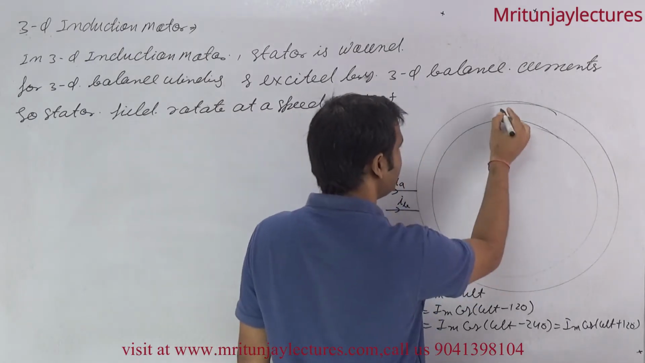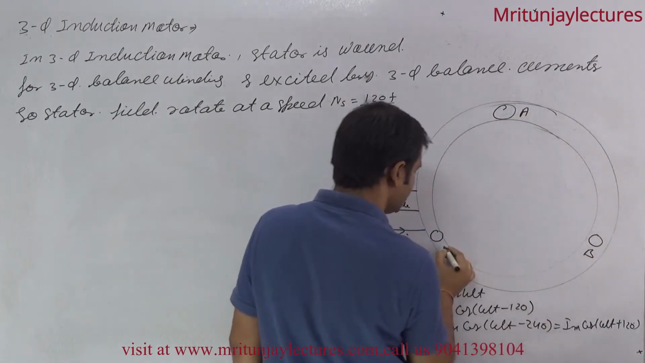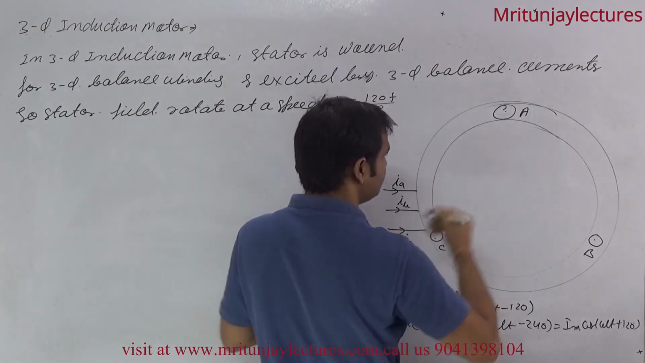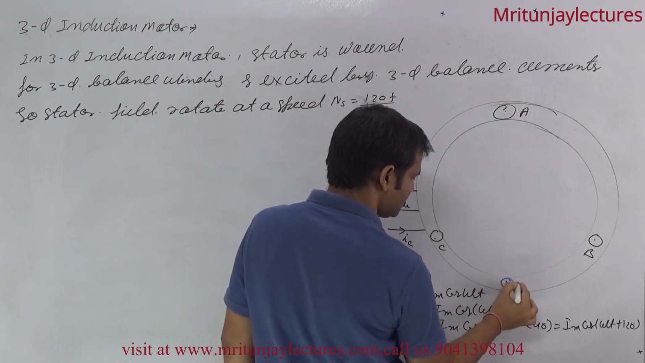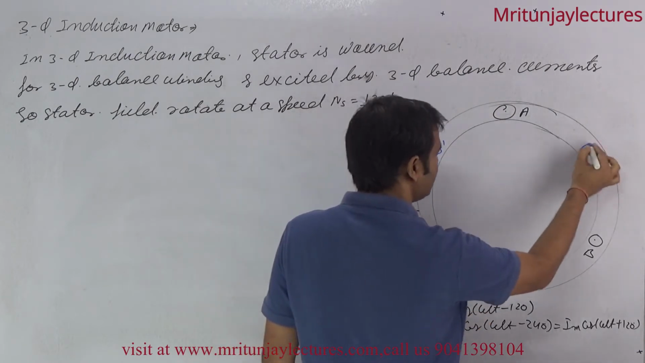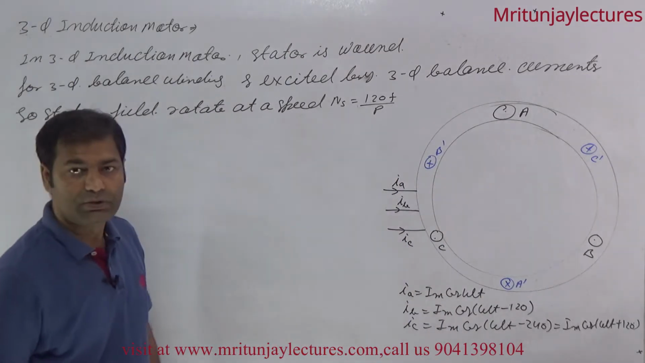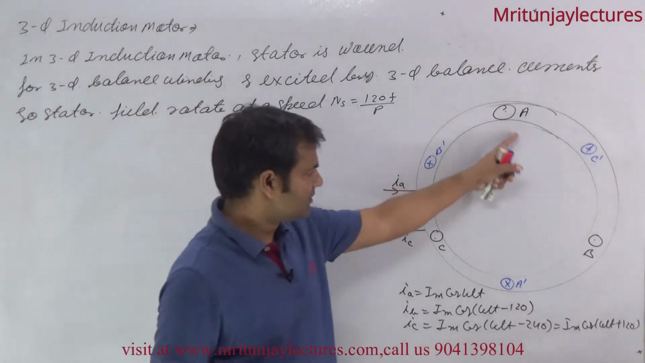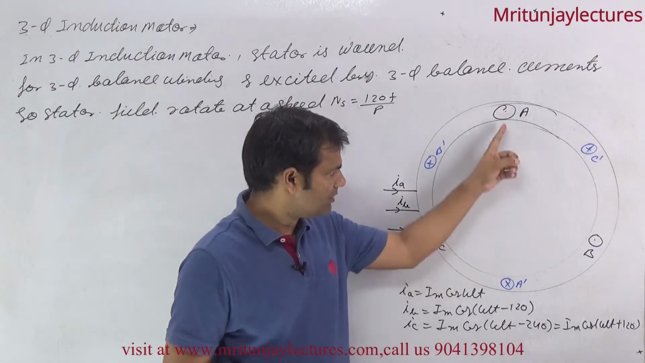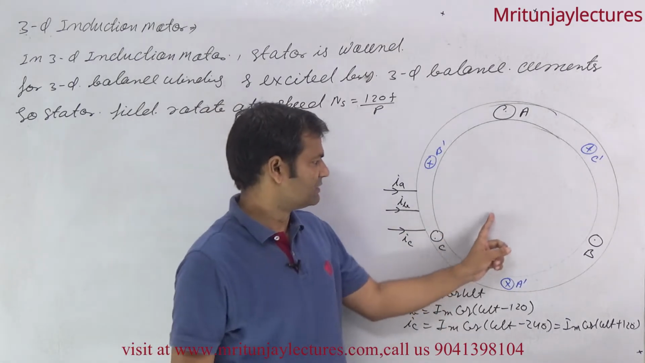Three phase balanced winding, that is A, B, C. This one A dash, this one B dash and this one C dash. Clear? 120, 120, three phase balanced winding. The phase angle between both is 120, this is also 120 and this one is also 120.